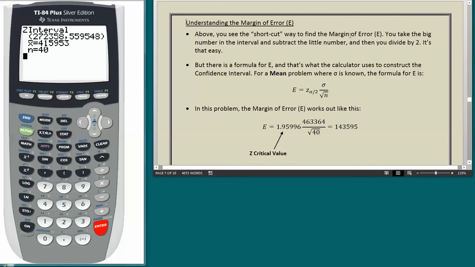Above, we saw the shortcut way to find the margin of error. Again, you take the big number in the interval and subtract the little number, and then you divide by 2. It's that easy. But there is a formula for E, and again, that's what the calculator uses to construct the confidence interval. For a mean problem where sigma is known, remember that's the subject of this whole video, the formula for E is this. E equals Z alpha over 2, and this is called a critical value, times sigma over the square root of n. In this problem, the margin of error works out like this.